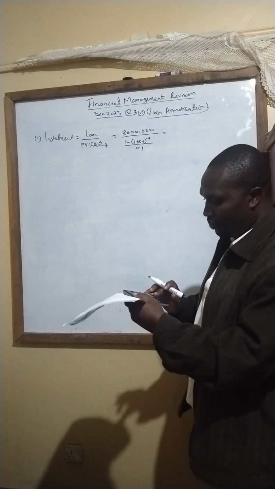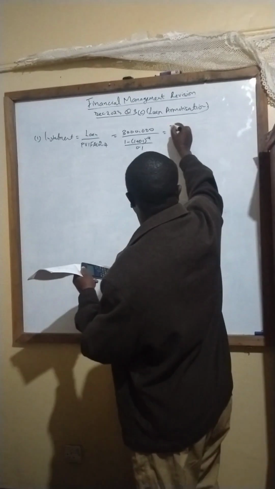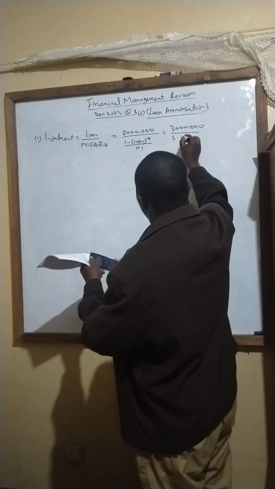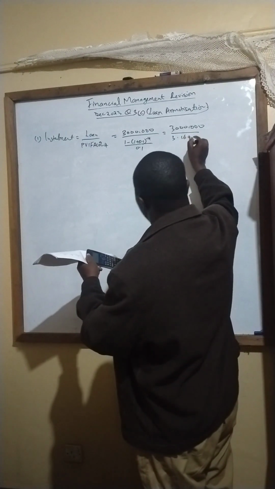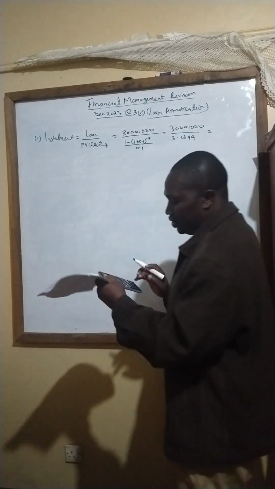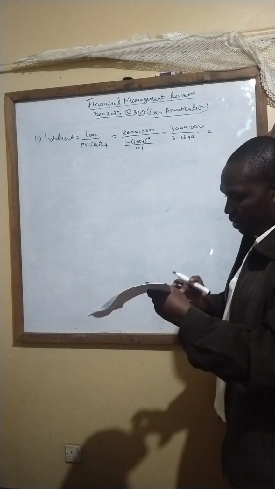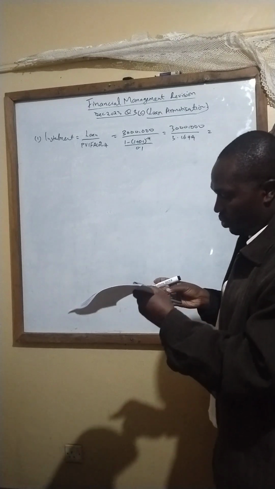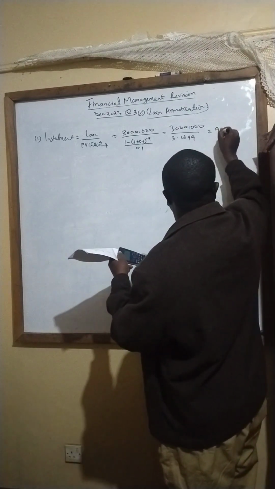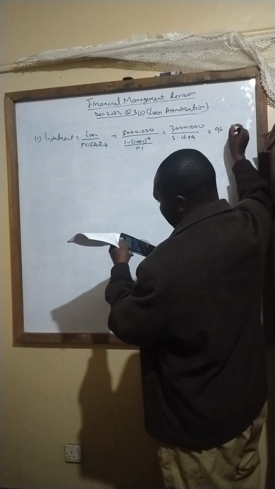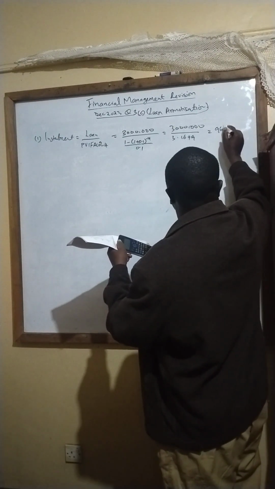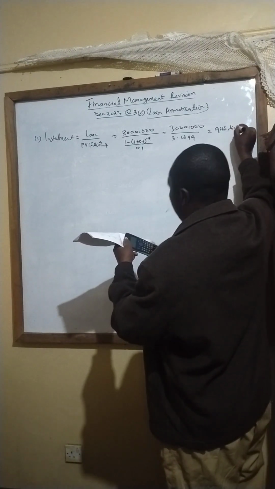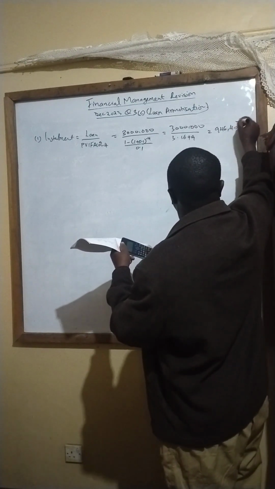Your answer is 3.1699. So this one is 3 million, you divide by 3.1699. What is your installment there? So you take 3 million divided by 3.1699. Your answer there is 946,402. 1 mark.